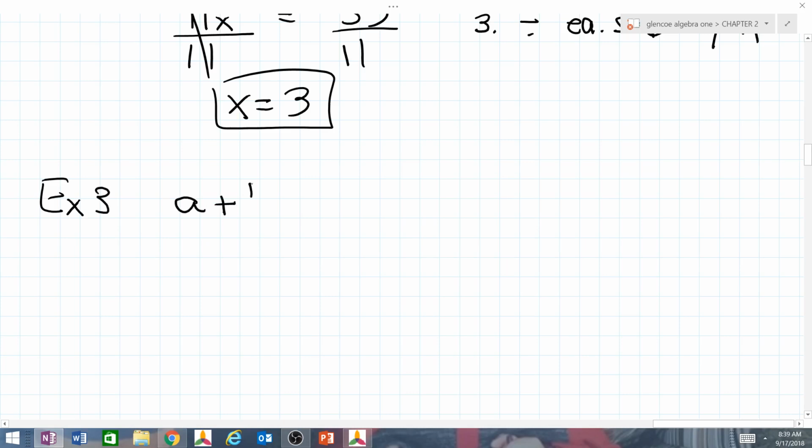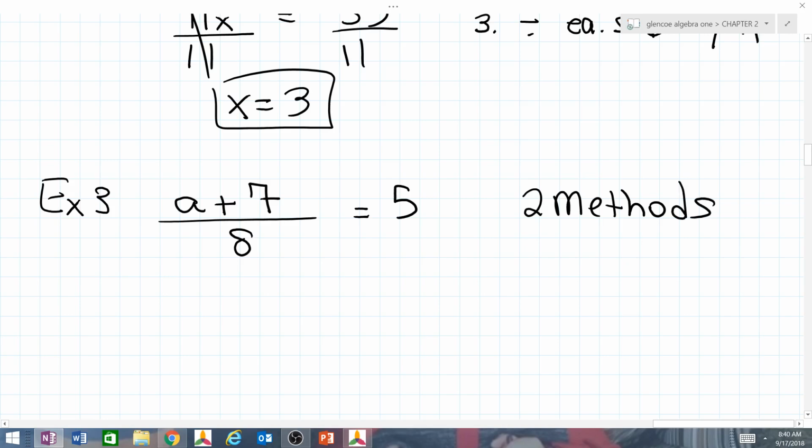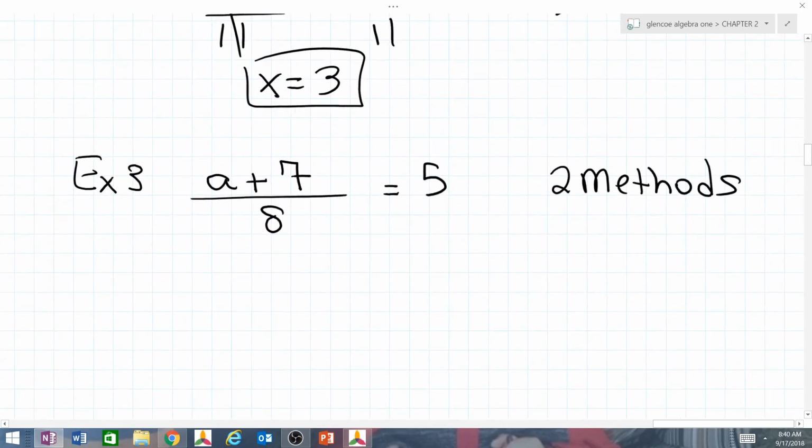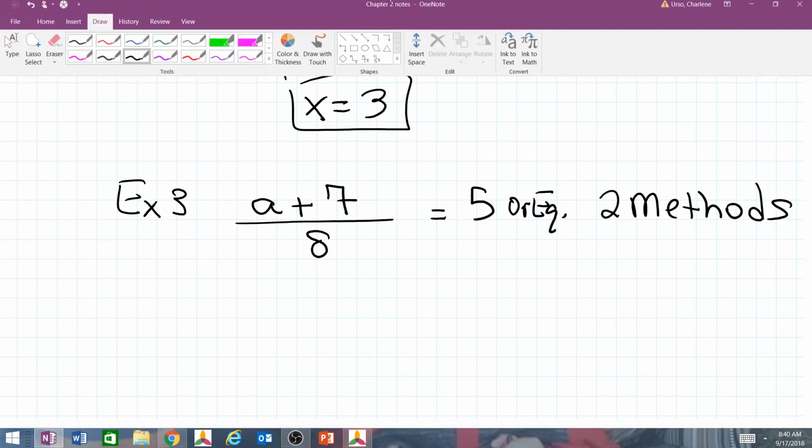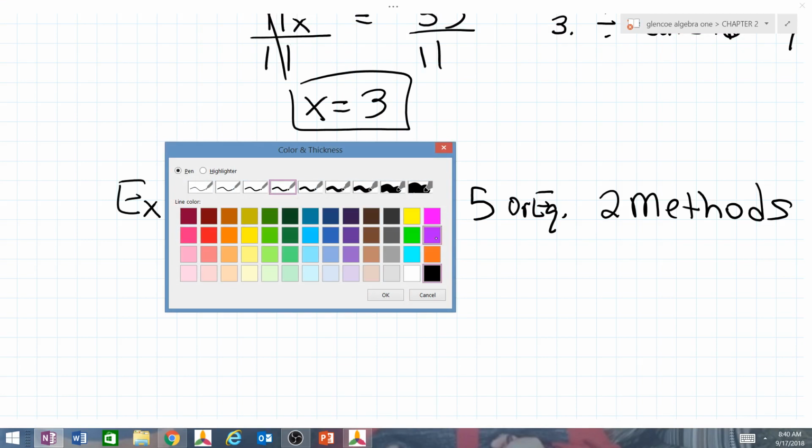This is a plus 7. This is in your notes. It's just not worked out for you. A plus 7 over 8 equals 5. Okay, so there are two methods, and I'm going to show you both. And you can choose which one you prefer. So the first thing we realize is we have a plus 7 over 8 equals 5. So we need to get rid of the denominator, which means we could multiply each side by 8. Okay? So let's do that method first.